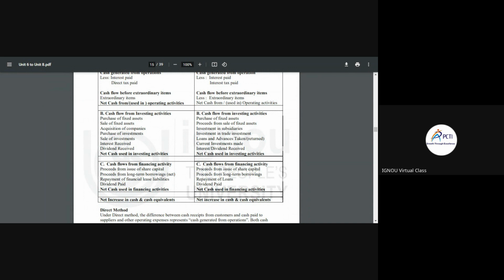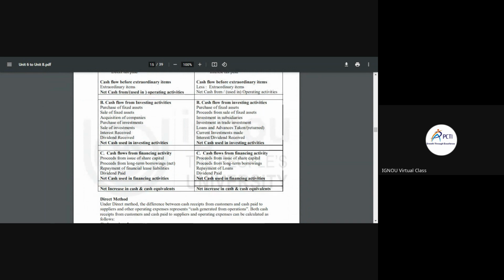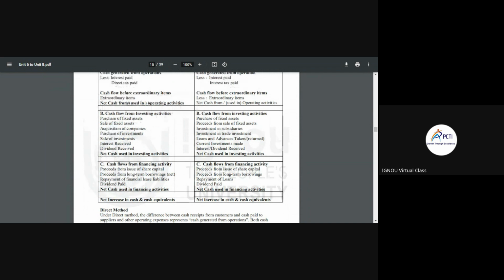Third one is cash flow from financing activity, that will be proceeds from issue of share capital, proceeds from long term borrowing, net repayment of financial lease liability, dividend paid. Then we have net cash used in financing activity. And in the end, we have net increase in cash or cash equivalent.